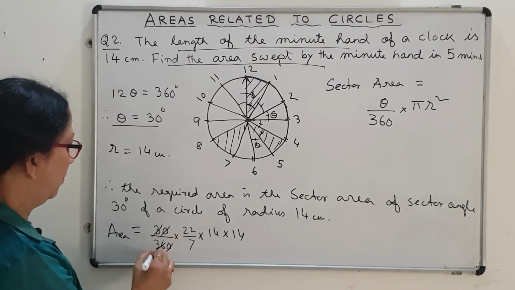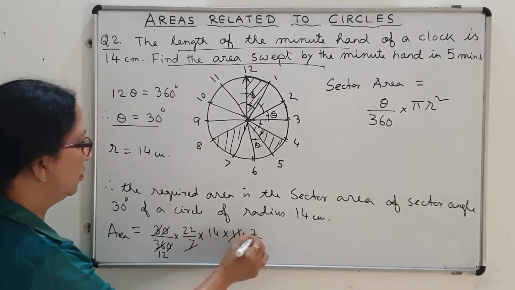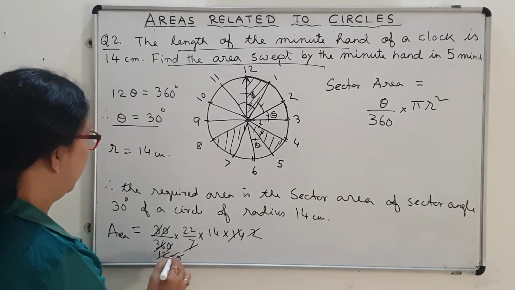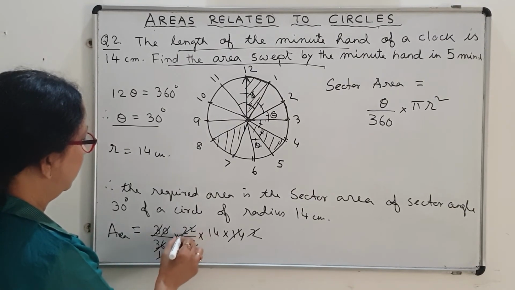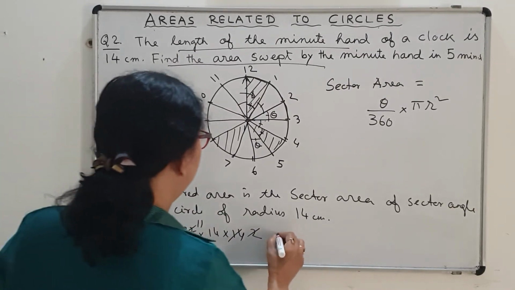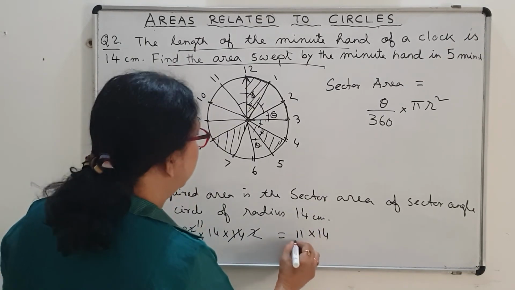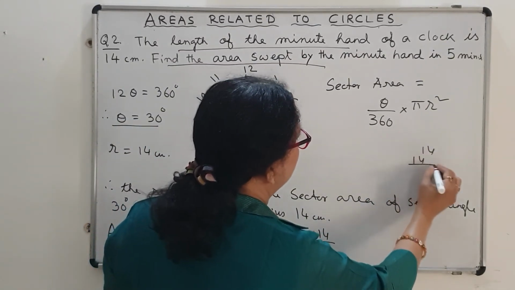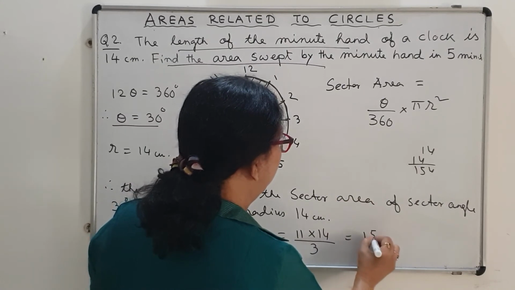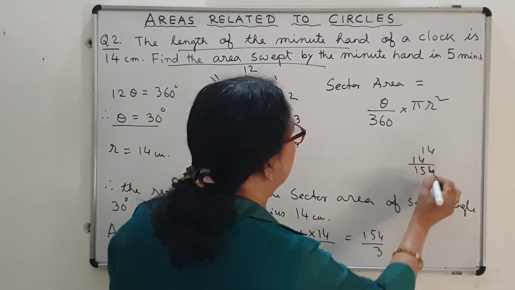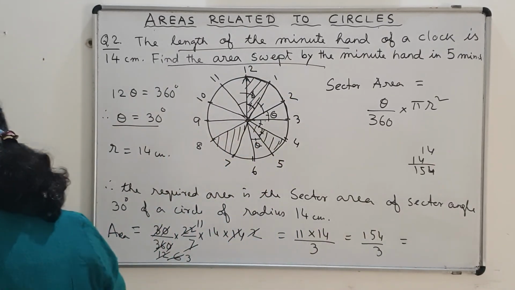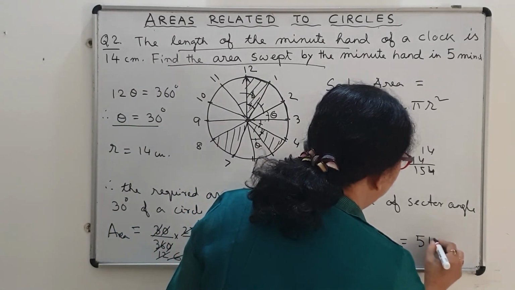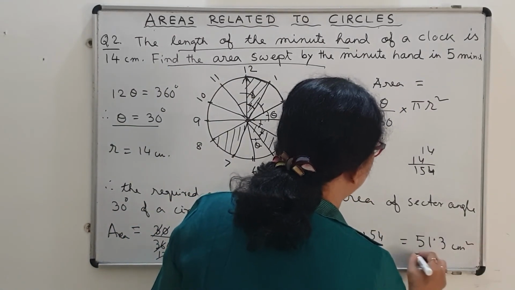So 12 becomes 2, then we further cancel out 6, then it goes by 3, and then it is 11. So we are left with 11 into 14 by 3. You know 11 into 14 is 154, so it is 154 by 3, which you can easily find out is 51.3 centimeters square. So that is the answer.